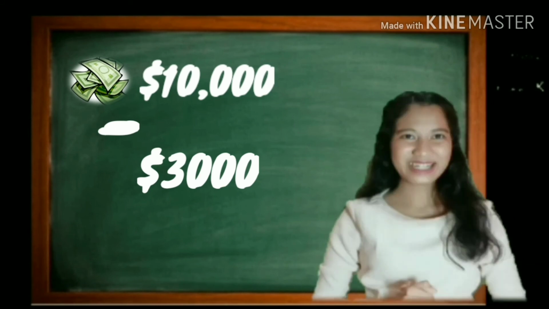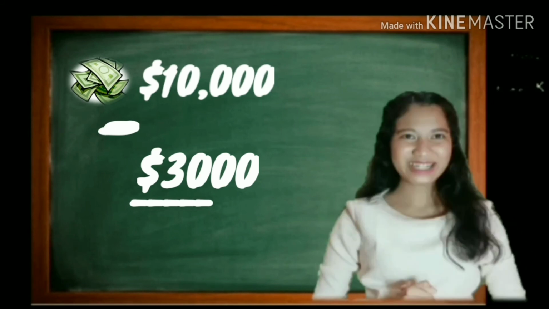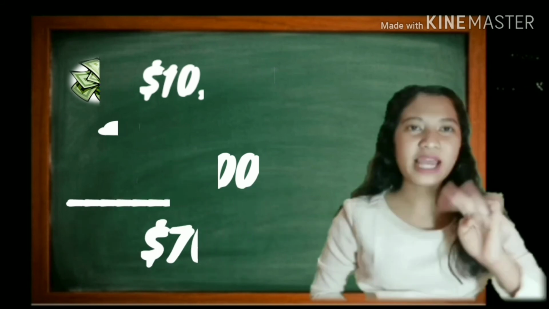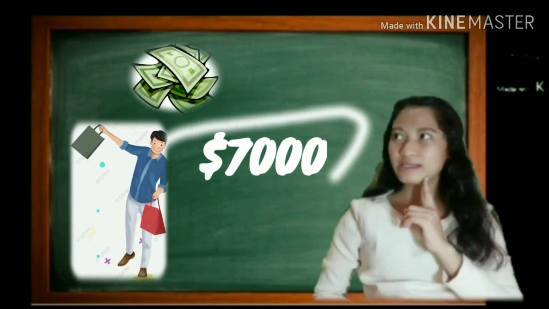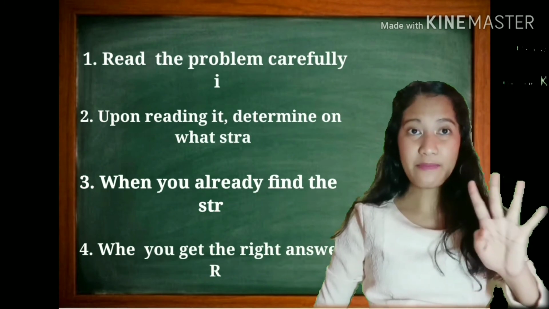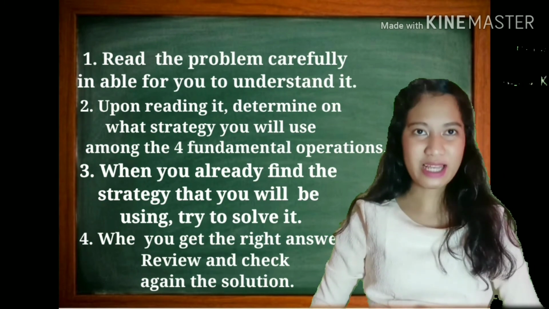So, $10,000 minus $3,000 is equal to $7,000. In conclusion, the amount of money Marcus has left is $7,000. Last step, step 4. When you get the right answer, review and check the solution again.